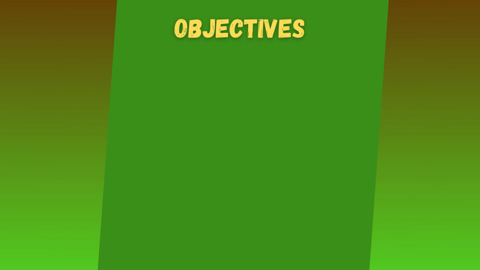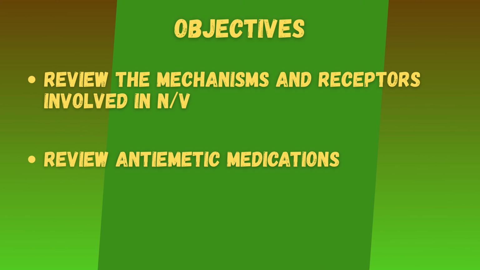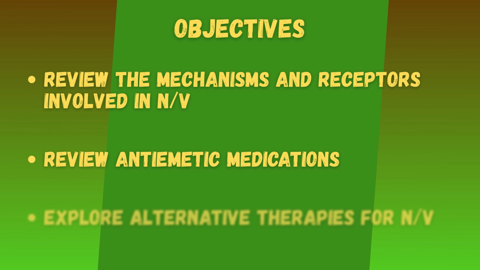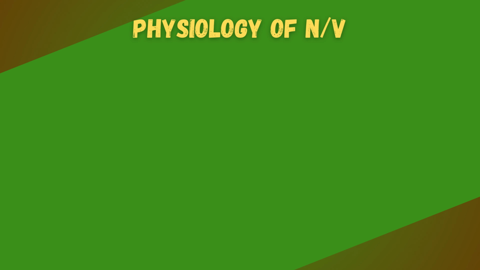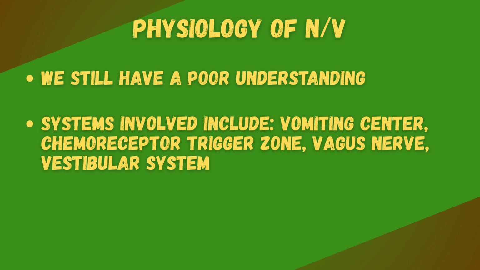In this video, we will review the mechanisms and receptors involved in nausea and vomiting, review antiemetic medications, and explore a couple alternative therapies for nausea and vomiting. The physiology of nausea is still poorly understood. Some of the key players involved in nausea and vomiting include the vomiting center, the chemoreceptor trigger zone, the vagus nerve, and the vestibular system.